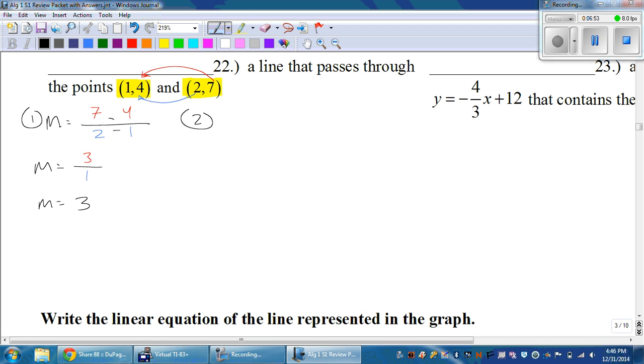Well, now we would go into point slope. And we can pick any point we want to. I normally pick the one with the smaller numbers. Okay? So we know that our slope is 3. And then I'm going to use the point (1, 4).